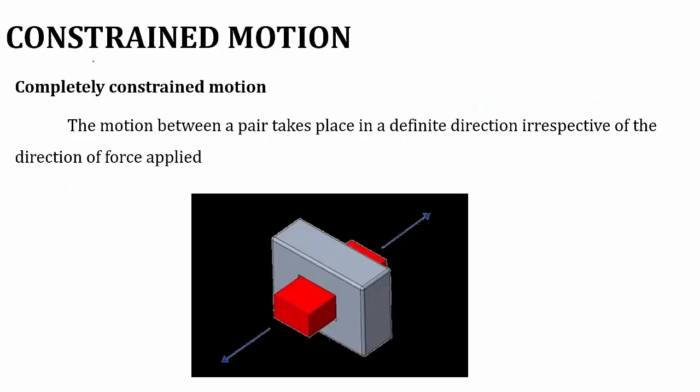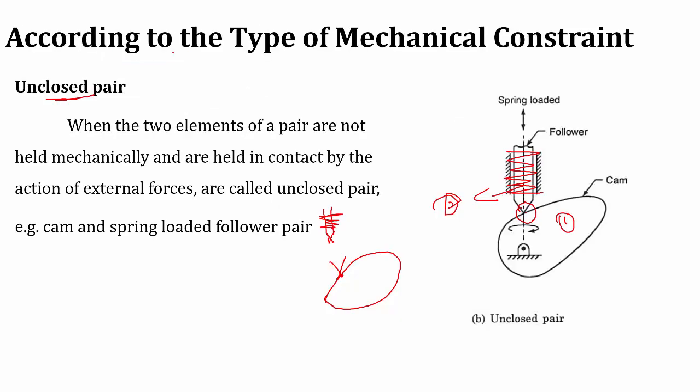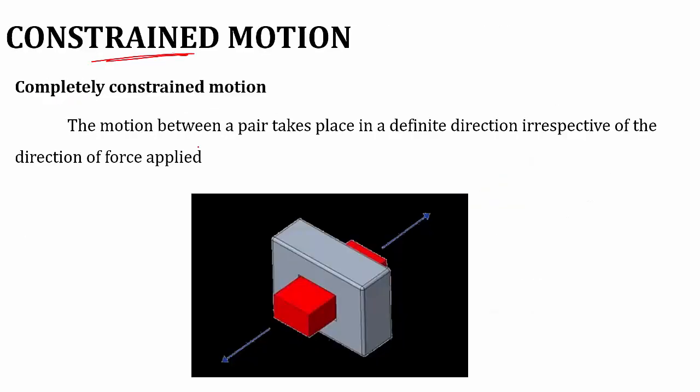Next is constraint. We have seen what is mechanical constraint. There are three types of constraints. One is completely constrained motion. Completely constrained motion in the sense the motion between the pair takes place in a definite direction irrespective of the direction of force applied.